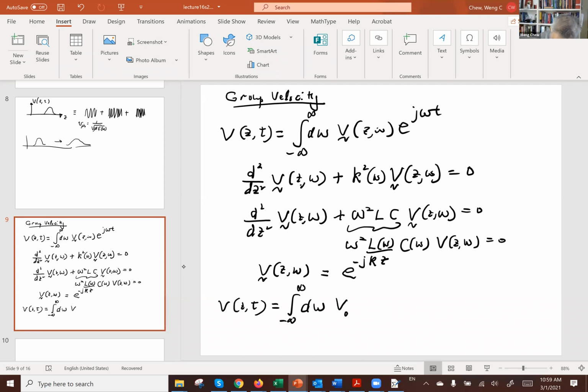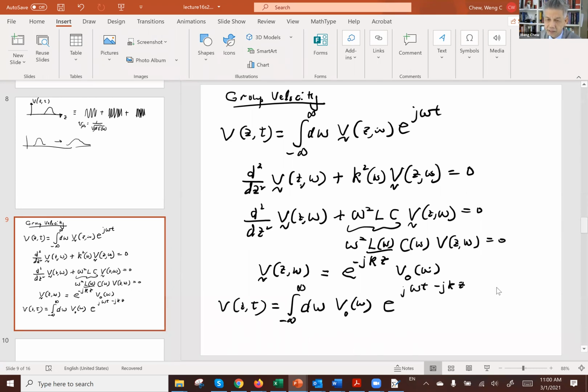Let's call this V naught in front, and V naught could be a function of frequency, e to the j omega t minus j kz. So this could be a signal on the transmission line now, where the k is not that simple anymore, but a very complicated function of omega.